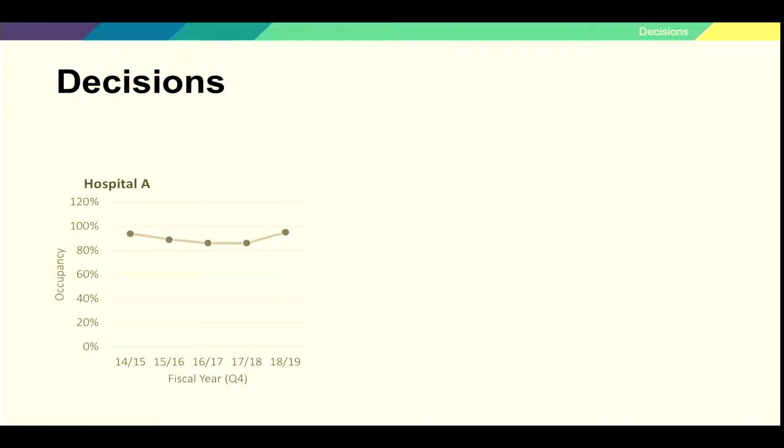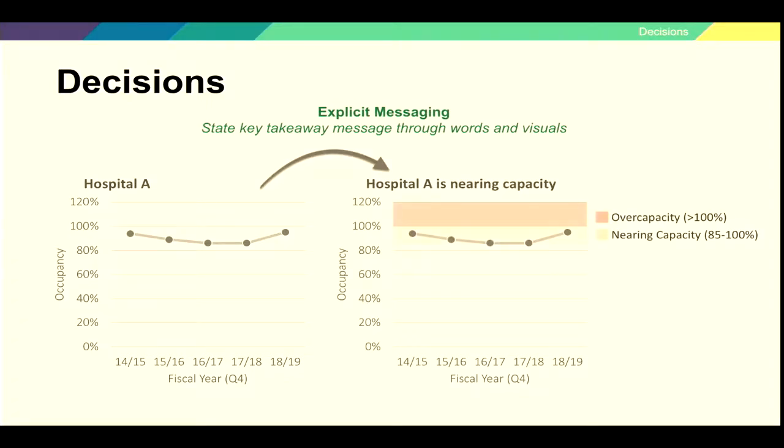As an example of explicit messaging, this comes up more often when I have something like a target or a limitation in resource that I want to alert my audience of. And so in this first graph, I'm looking at the occupancy of a particular hospital. I can add some explicit messaging by doing things like highlighting key areas of the graph or saying so in text so that my audience knows, oh, your occupancy is nearing its capacity. This means you need to take action.